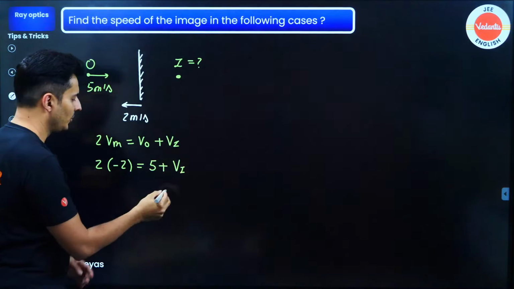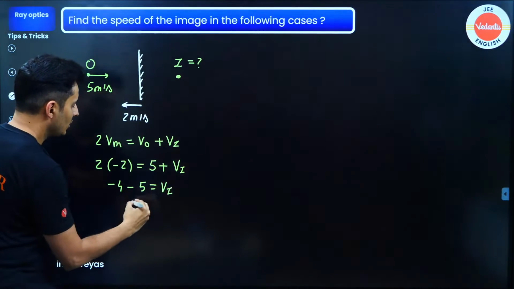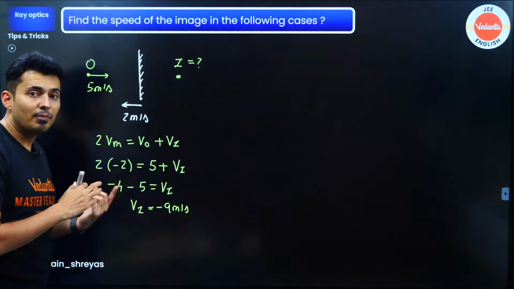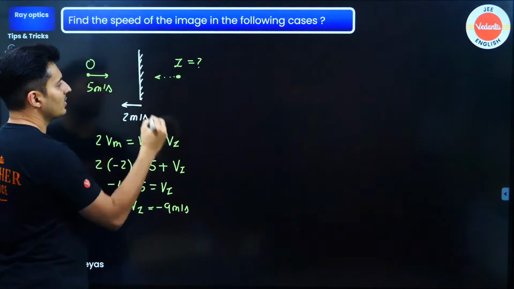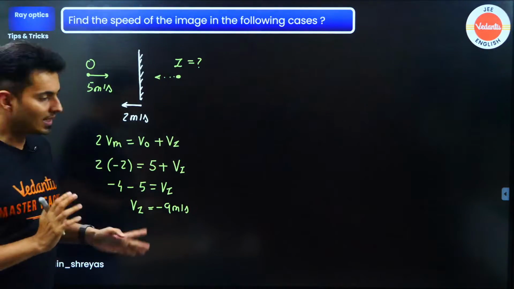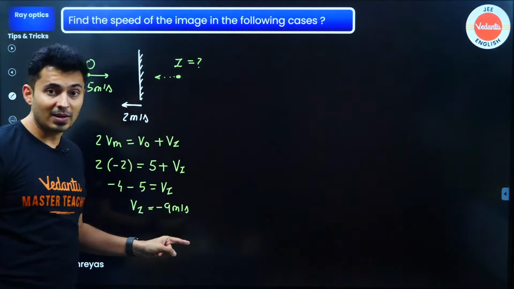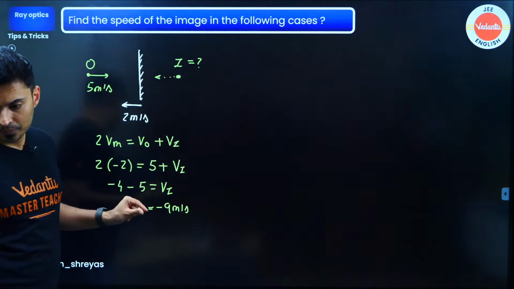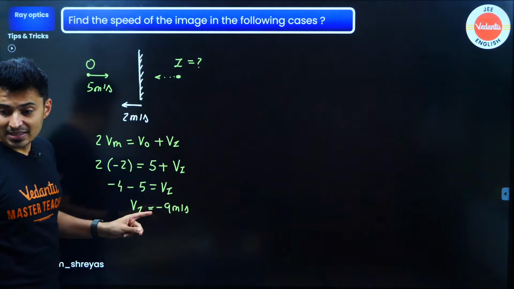Image velocity is unknown. So this will become minus 4 minus 5 is equal to Vi. So Vi will become minus 9 meters per second. Automatically the minus sign signifies that the image happens to move this way. The image moves this way with a speed of 9 meters per second. Is that clear, my dear students? So taking that 5 over here, it will become minus 4 minus 5. Many of you made it 5 minus 4 for some reason. That is wrong. Is that clear, everyone? Yeah, so it is minus 9, guys.